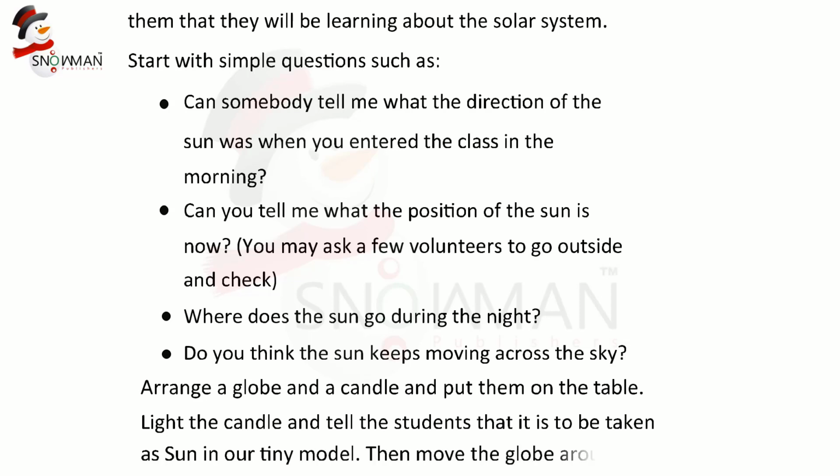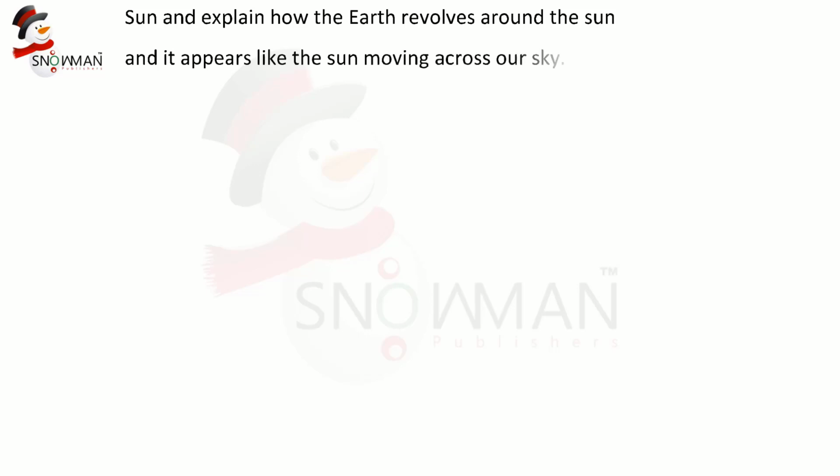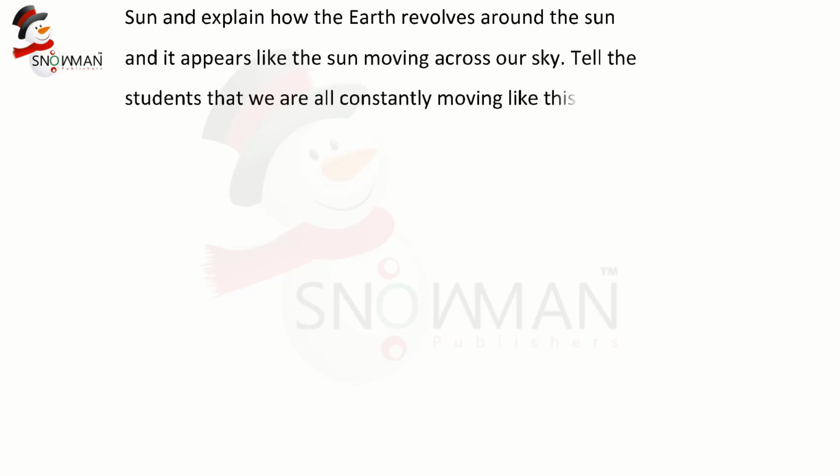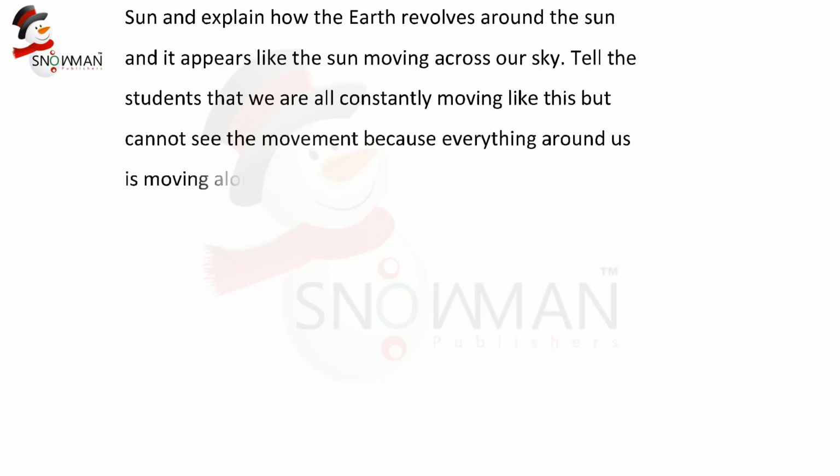Then move the globe around the sun and explain how the earth revolves around the sun and it appears like the sun moving across our sky. Tell the students that we are all constantly moving like this, but cannot see the movement because everything around us is moving along with us with the same speed.